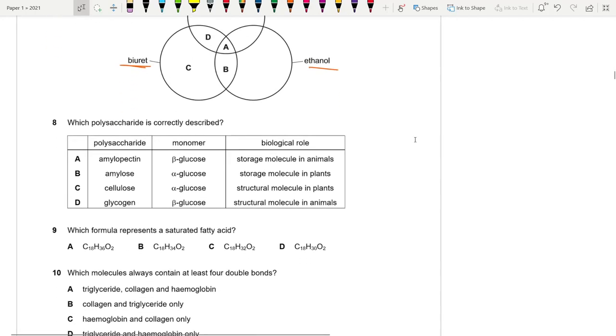8. Which polysaccharide is correctly described? Amylopectin does not contain beta glucose. Amylose contains alpha glucose, right? And it is used for storage. That's true. B is correct.